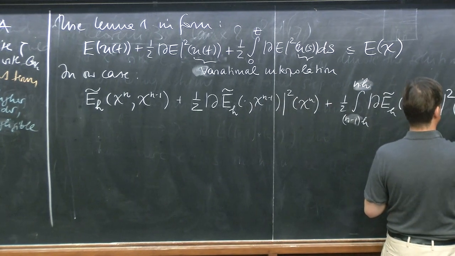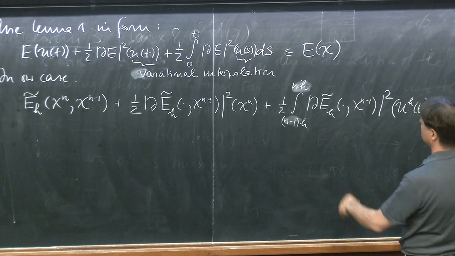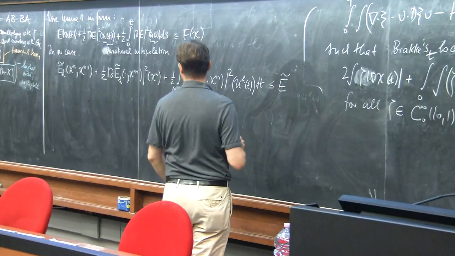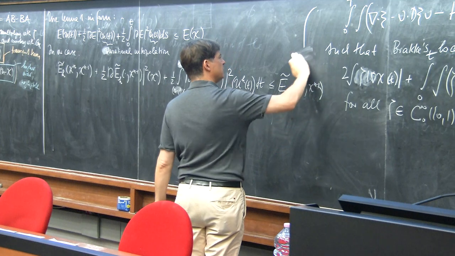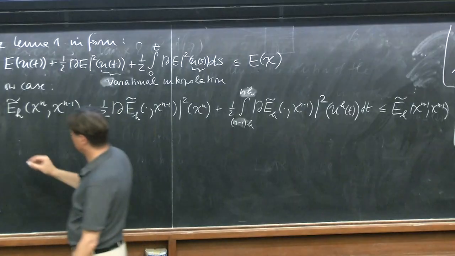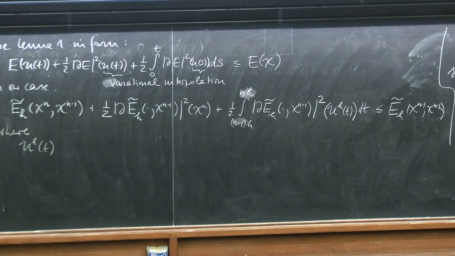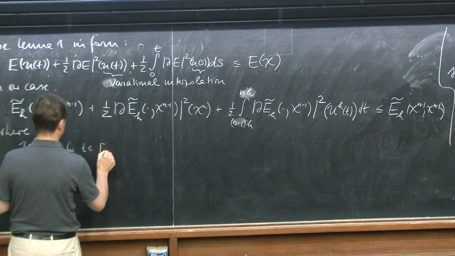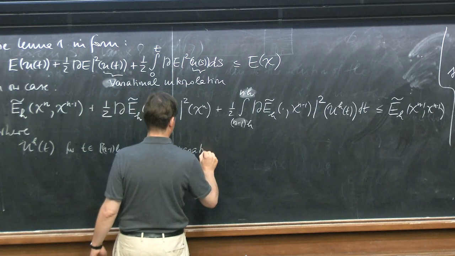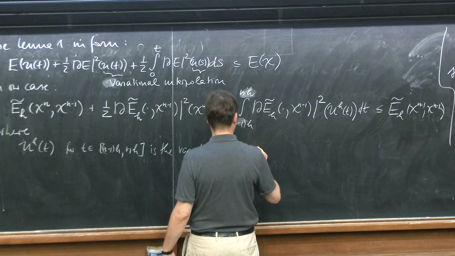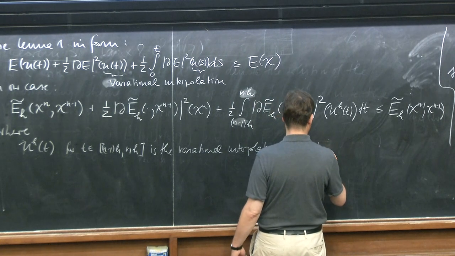So here I have to use another letter. So I use U_h(t) dt. And here we have the previous time step, E chi n minus 1, chi n minus 1. And where U_h of T, for T from n minus 1 h to nh, is the variational interpolation, so De Giorgi's variational interpolation of chi n minus 1 to chi n.